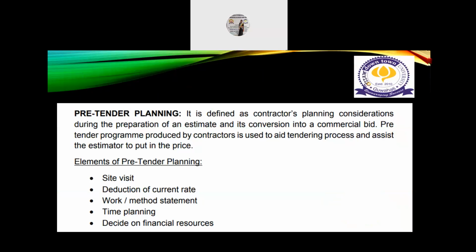So firstly, what is pre-tender planning? It is defined as contractors' planning considerations during the preparation of an estimate and its conversion into a commercial bid. The pre-tender program produced by contractors is used to aid the tendering process and assist the estimator to put in the desired price. The elements of pre-tender planning are site visit, deduction of current rate, work method statement, time planning, and deciding on the financial resources available.